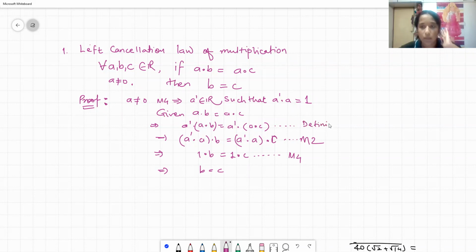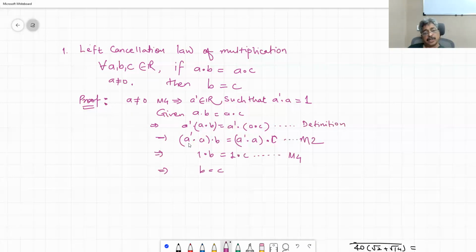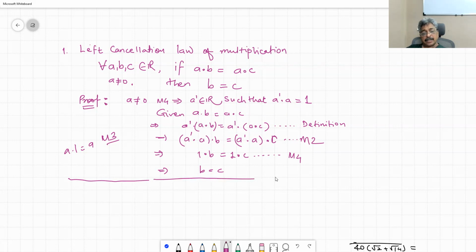Sir, I think that M4 is M3. M4 is M3, multiplicative identity. A dash into a is equal to 1 is M4. A into 1 is equal to a is M3. Is this proof done? Yes. So let us pause.